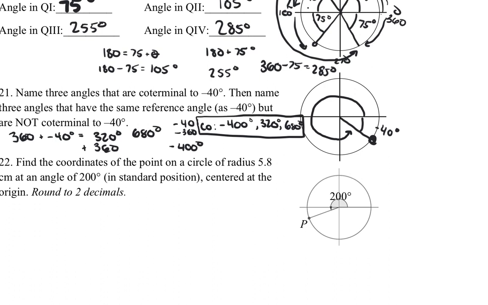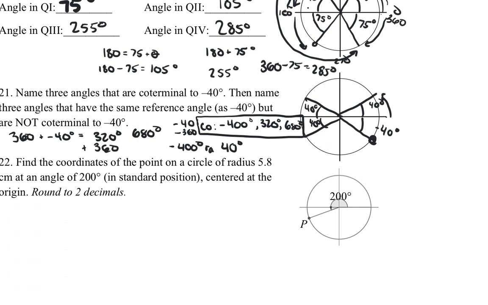To find some angles that have the same reference angle but are not coterminal, we have this theta here that is 40 degrees. So we can find angles that also share that, which are going to be these. So that's going to be 40 degrees, that's going to be 40 degrees, and this is going to be 40 degrees, right? So this one's simply adding 40 to 0, which means we have 40 degrees.